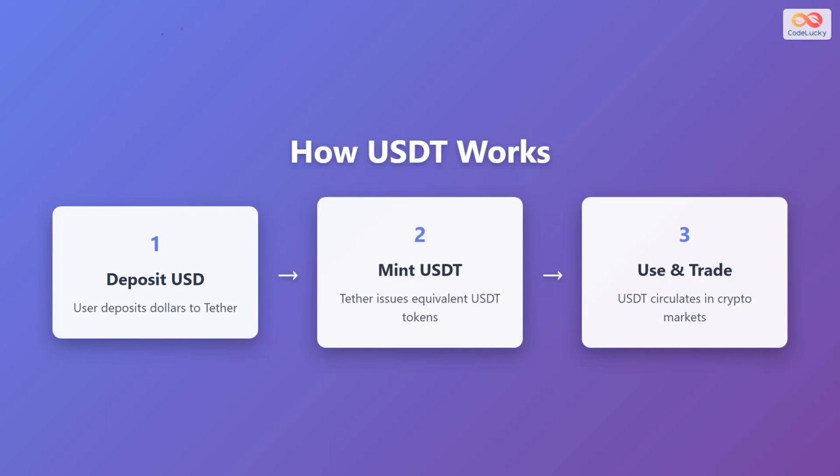The process of creating and using USDT follows 3 simple steps. First, a user deposits US dollars with Tether. Second, Tether then mints or creates an equivalent amount of USDT tokens and issues them to the user. Third, these USDT tokens can now circulate freely in cryptocurrency markets, where they are used for trading, transfers, and other transactions. When users want to convert back to dollars, they can redeem their USDT tokens with Tether, and the tokens are destroyed or burned. This cycle of minting and burning helps maintain the token's value.